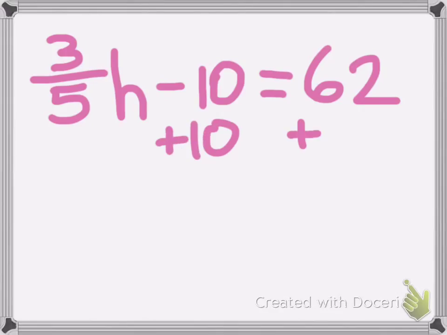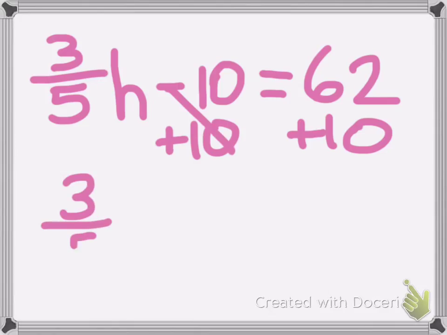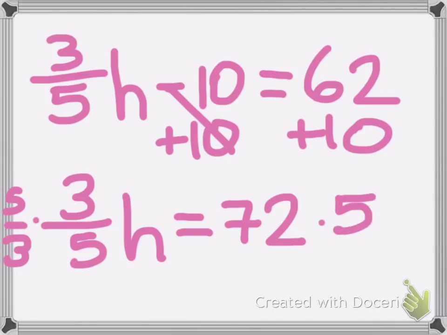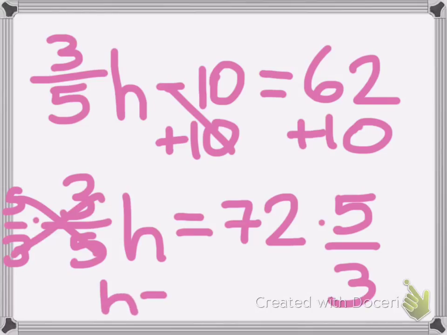It's a minus 10, so I'm going to add 10. I bring down what's left, which is just the 3/5 h, and that's equal to 72. And then I need to solve for h, so I need to cancel out the 3/5, which would mean I multiply by the reciprocal, or 5/3. And I do that on both sides. Now I have h by itself.